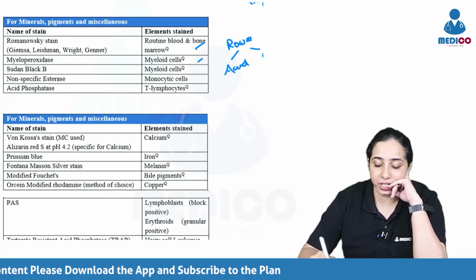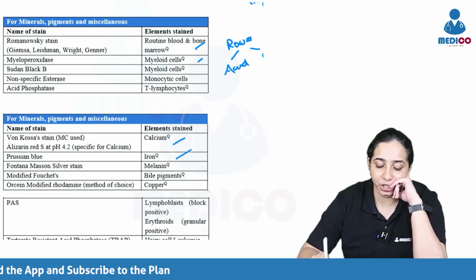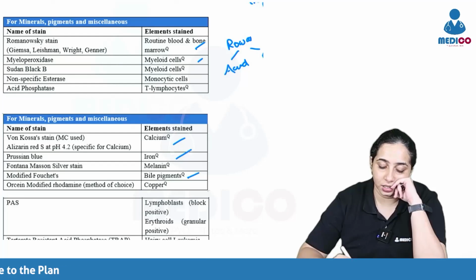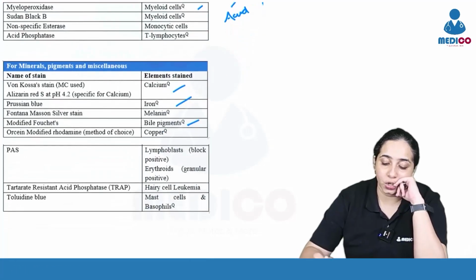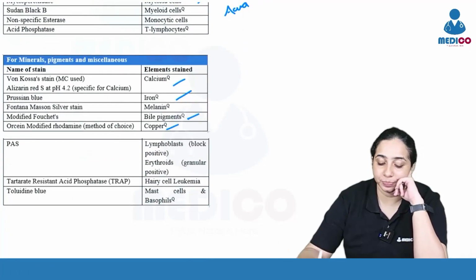Then here, von Kossa for calcium, alizarin red, Prussian blue, Fouchet's reagent for bile, and orcein, rhodanine for copper.